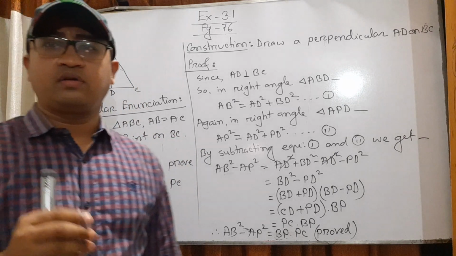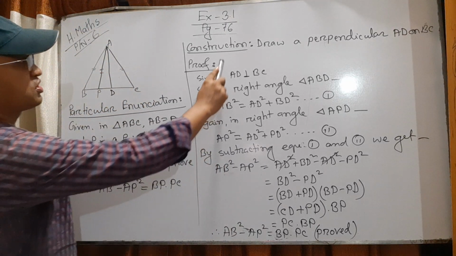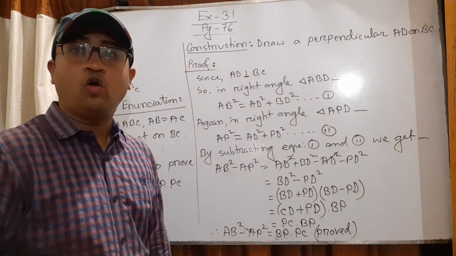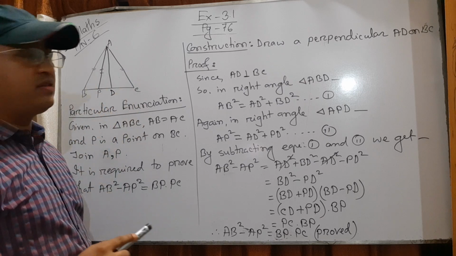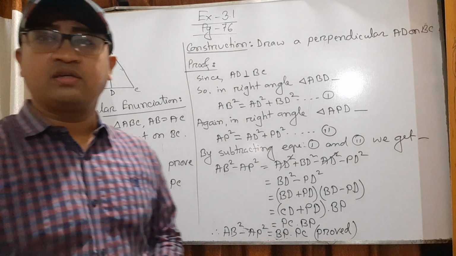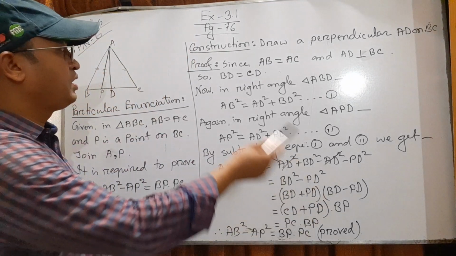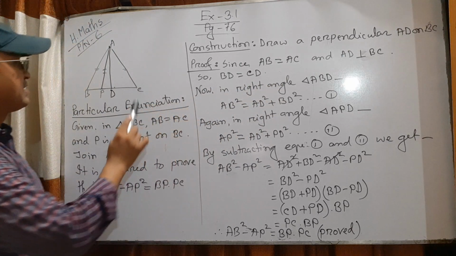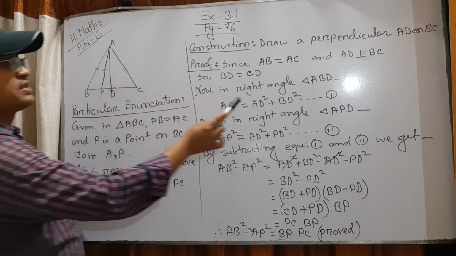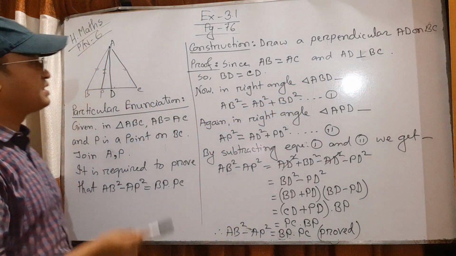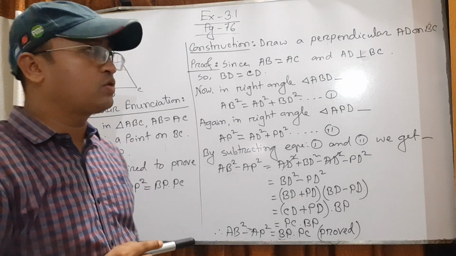Now look, here we need an extra drawing, that is construction. We need a line. Look, construction: draw a perpendicular AD on BC. This is a construction. You should write it as an extra line. Now the proof. Look, since AB equal to AC, it is given in the question, AB equal to AC and AD perpendicular to BC. Already we drew AD as a perpendicular to BC.